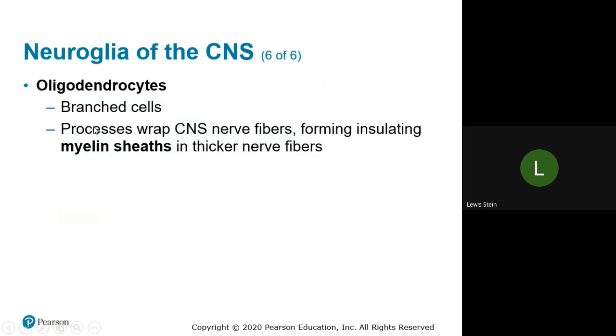And the oligodendrocytes are more interesting. They're not individual. You have to take a look at it. It's as though an oligodendrocyte wraps nerve fibers, really the axons, insulating them with the myelin sheath into thicker nerve fibers.